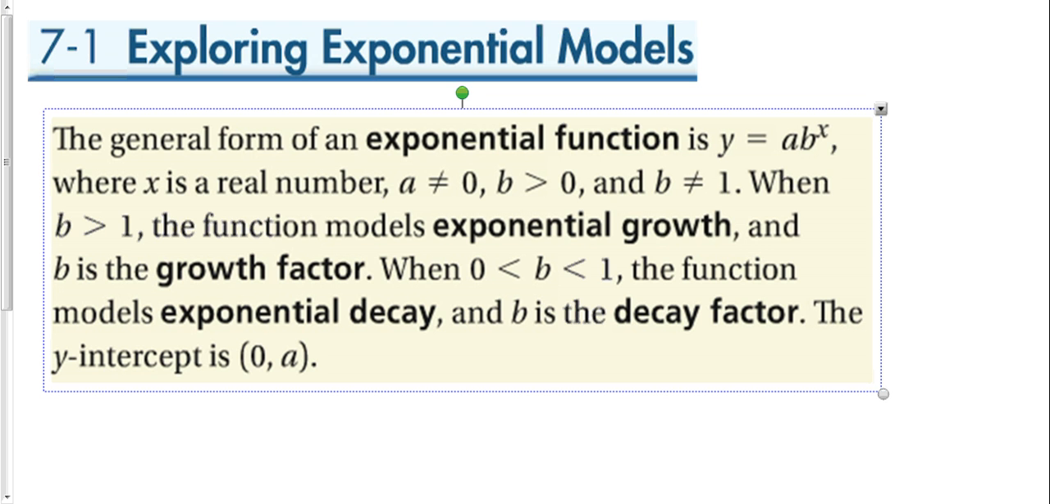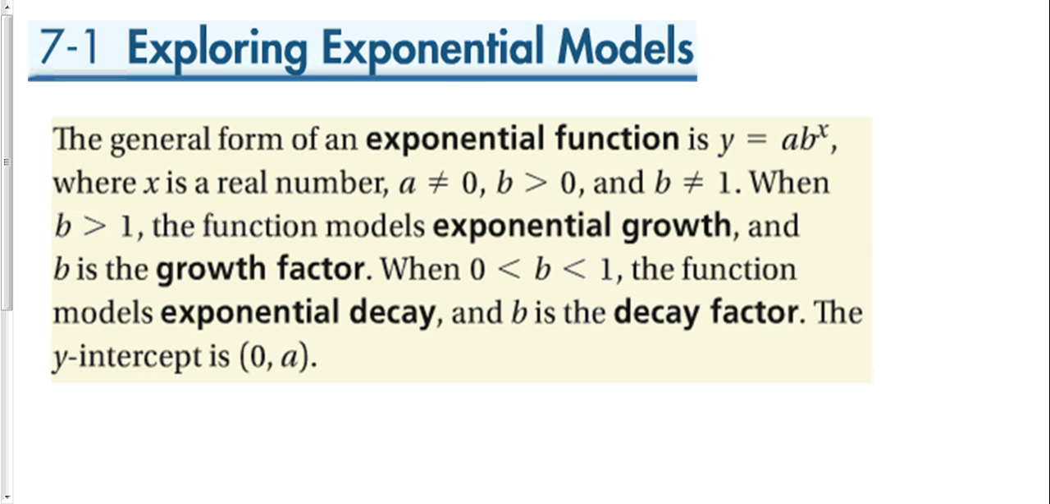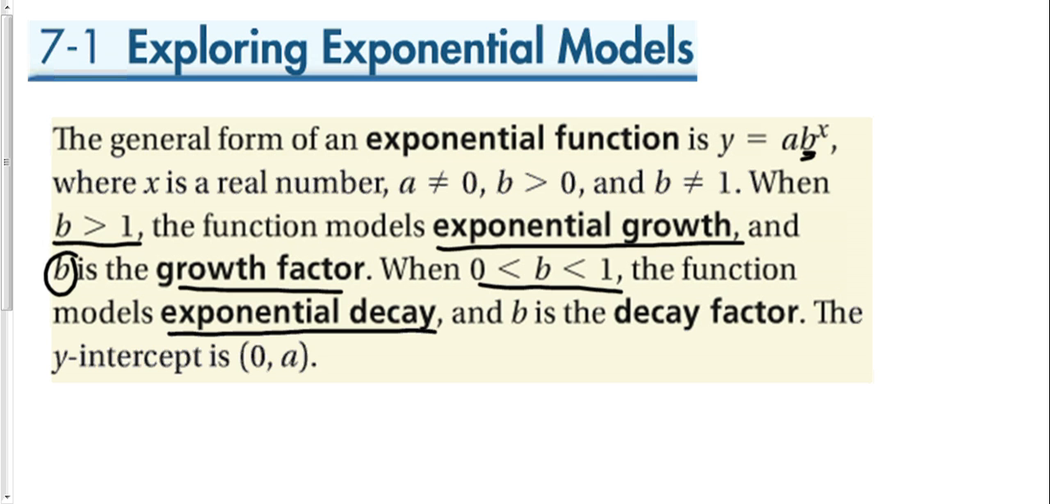All right? Now, we can tell a few things about the function based on what B is. If B is greater than 1, the function models exponential growth, and the number B is the growth factor. When B is in between 0 and 1, the function models exponential decay, and B is the decay factor. The other thing we know is the y-intercept is the point (0, a). So a lot of things we can tell about exponential functions just by looking at them.